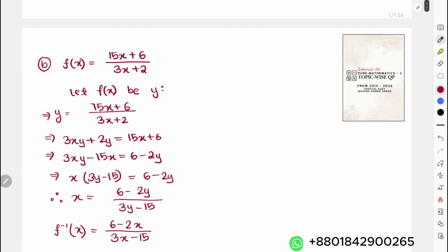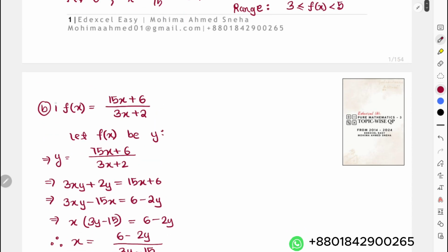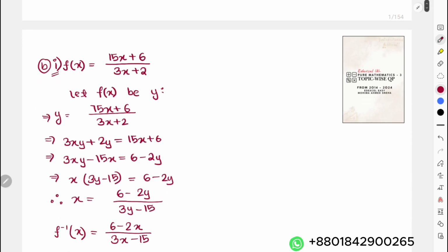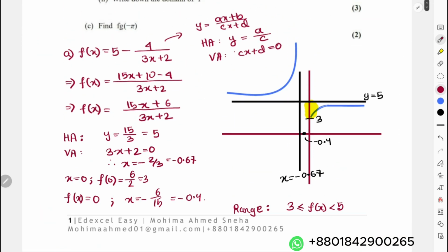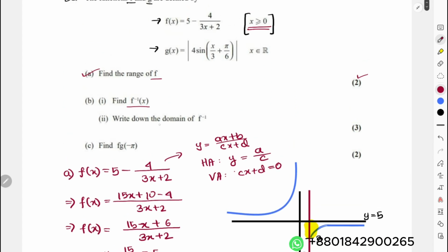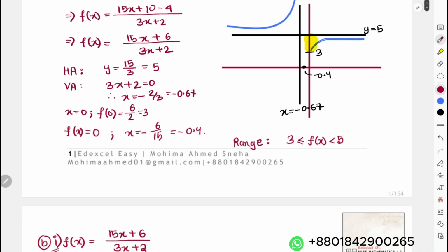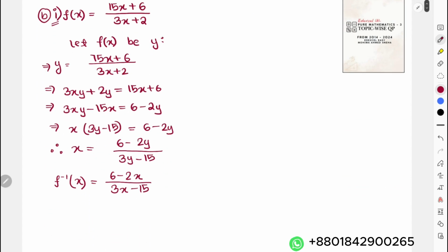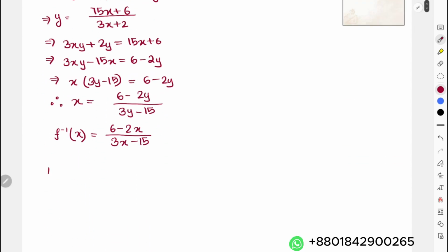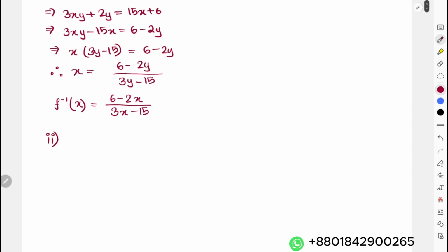Okay, so we are done with your part B1. This was the working for your part B1. After this, if we move forward to your part B2, where they're saying to write down the domain of f inverse x. Now you have to understand this is one of the rules for your function, where we know that this is the case.